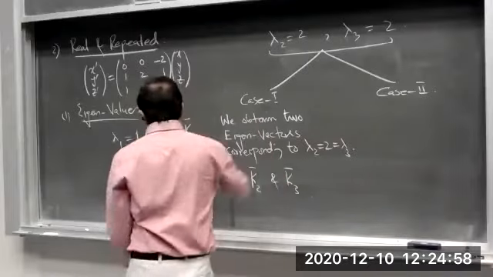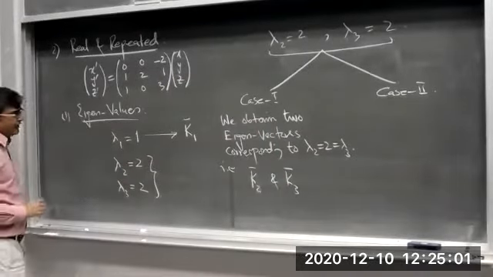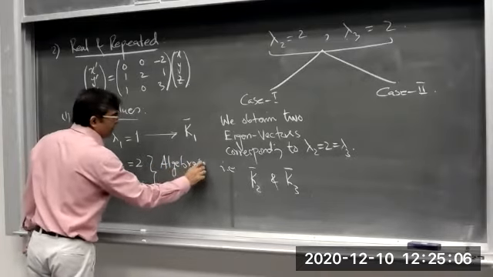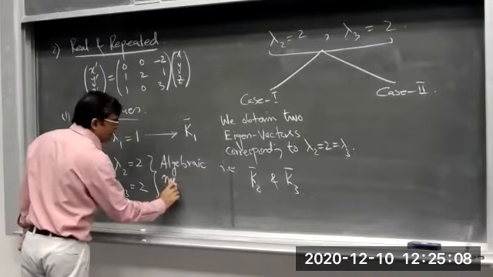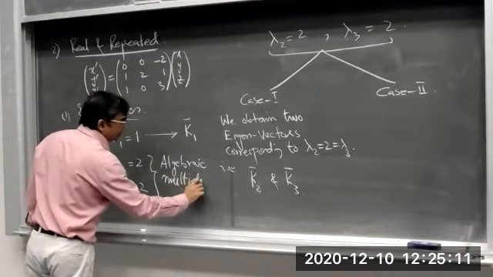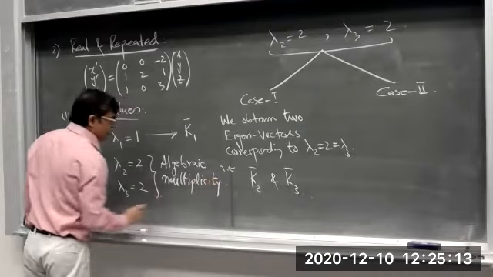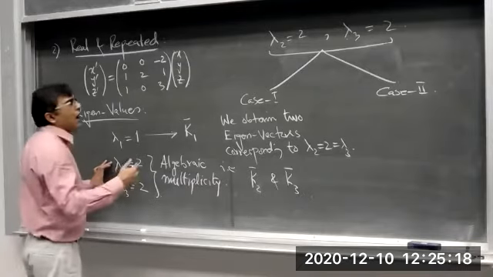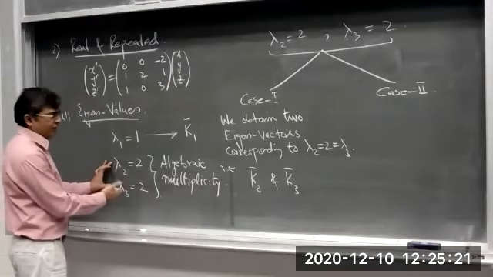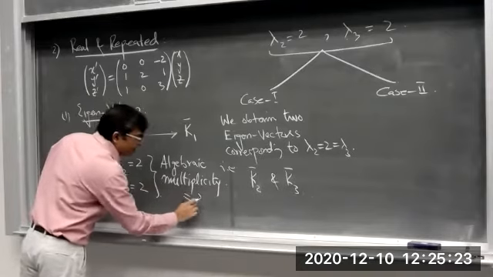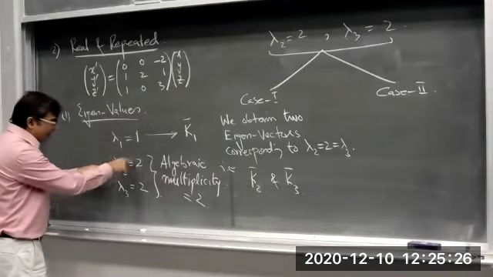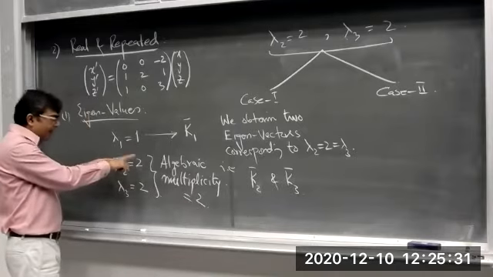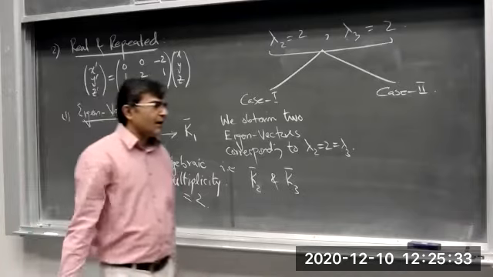Now, this repetition of eigenvalues is called algebraic multiplicity. Algebraic multiplicity of this root is what? It means how many times it is being repeated. So it is repeated 2 times. So the algebraic multiplicity of this eigenvalue 2 is 2, because it is repeating 2 times.